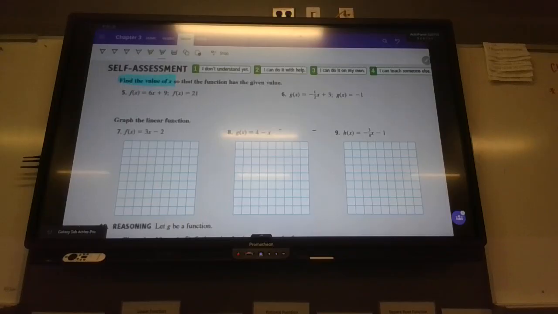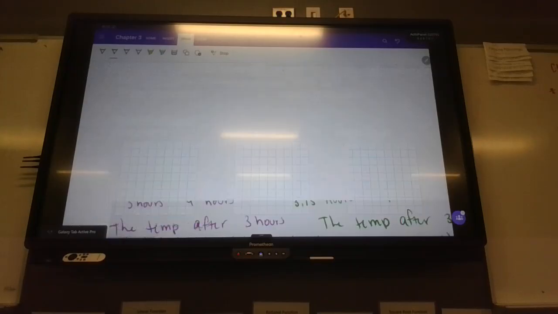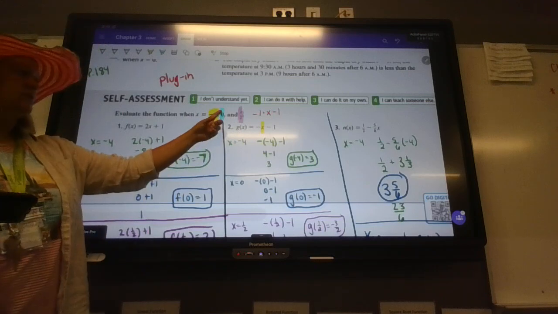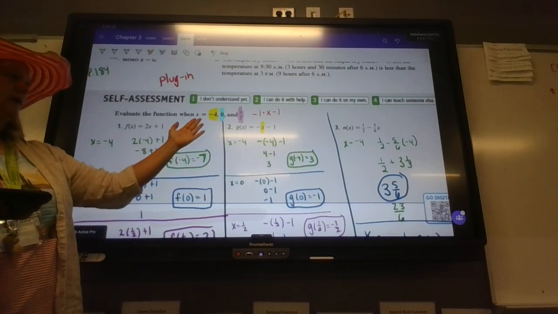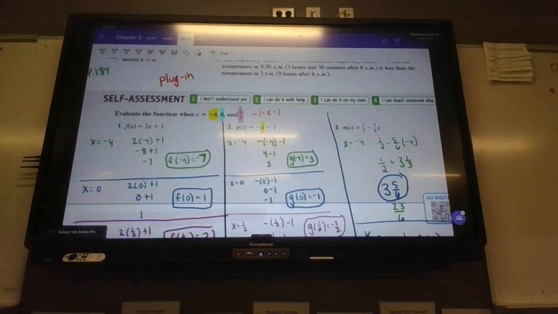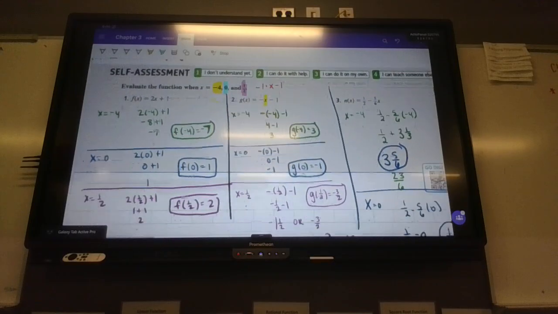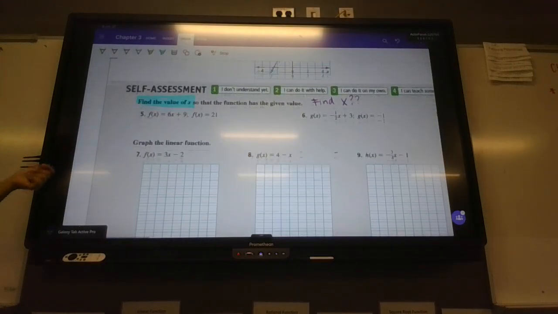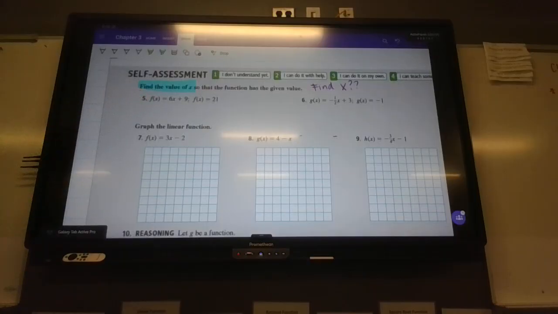What? Now we have to find x? That's weird because over here they told us x. They told us to plug in x equals these three things. Now when I scroll towards the end of this section, it says you have to figure x out yourself. Find x.